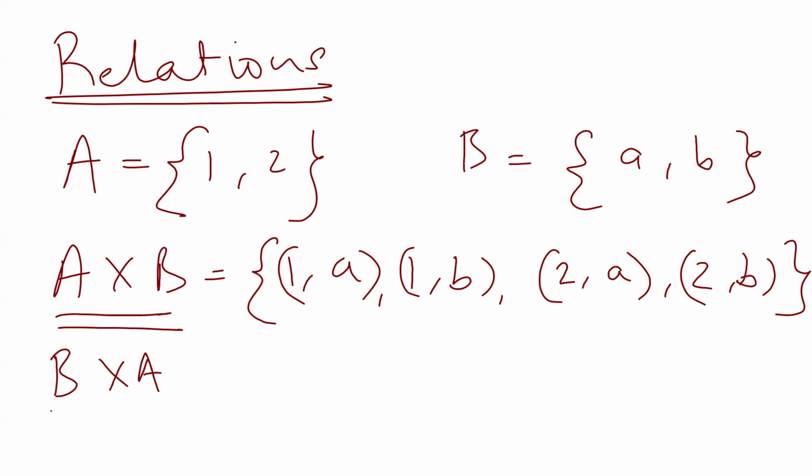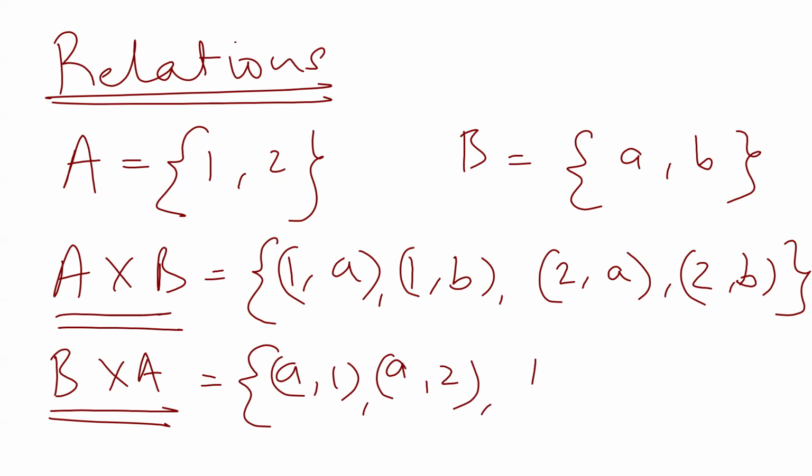Similarly, we can also find the Cartesian product of B and A, that is B cross A. Okay, so that is (A, 1), (A, 2), (B, 1), and (B, 2). The Cartesian product you all already know.